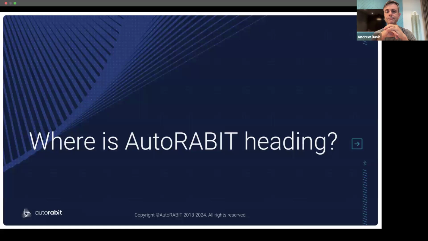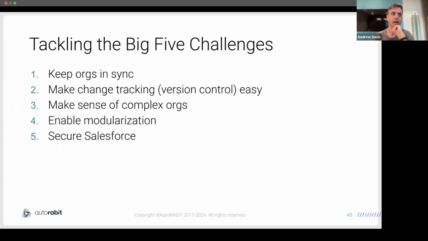So really sharing these thoughts, partly just to ground you in some of these basic principles of when we talk about flow, what are we talking about? Very briefly, and this was a topic that I shared in a little bit more detail at the DevOps conference, when we ask about where is AutoRABIT as a company heading, I see there being five big challenges in Salesforce development, five big, pretty well unsolved challenges.